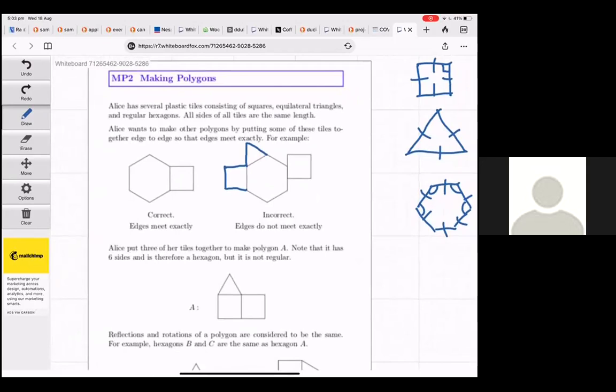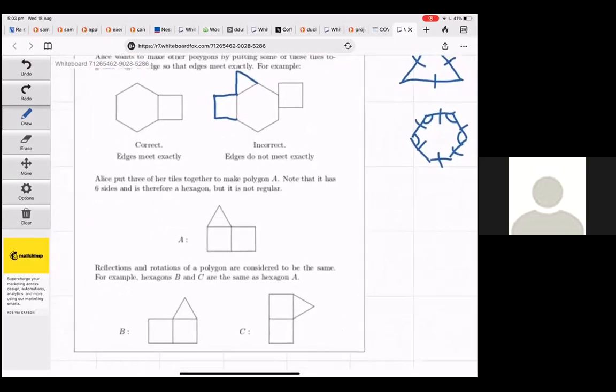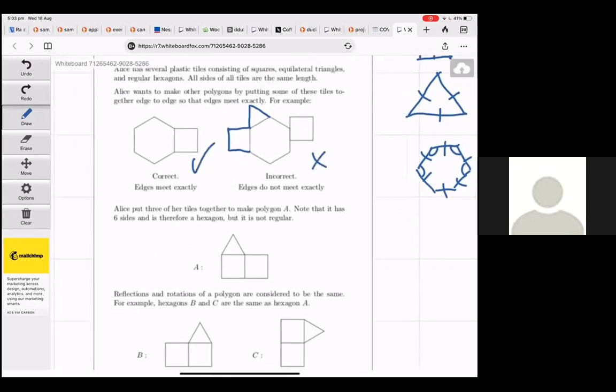But Alice can't do this kind of thing where she makes the edges not meet exactly because there's a gap here that hasn't been touched and then there's a gap here that hasn't been touched. So that's not okay. So this is allowed, this is not allowed, because the square's not fully touching on one side. There's like a little gap.